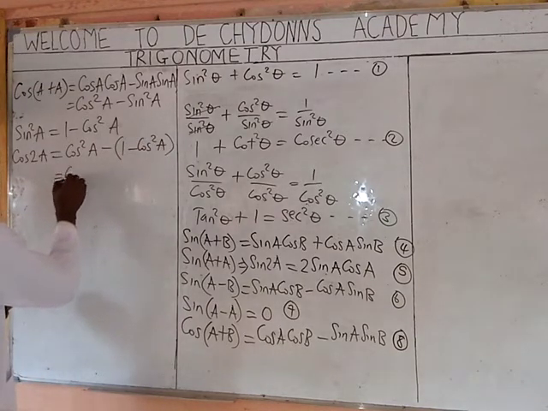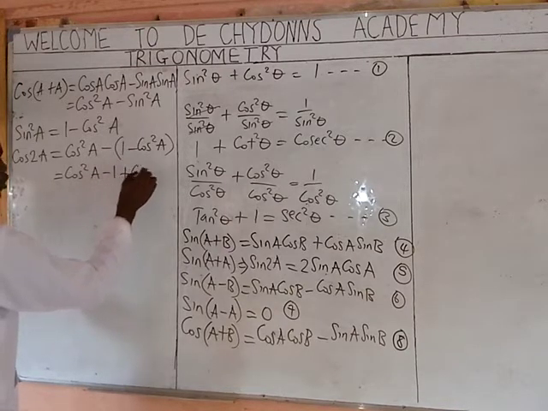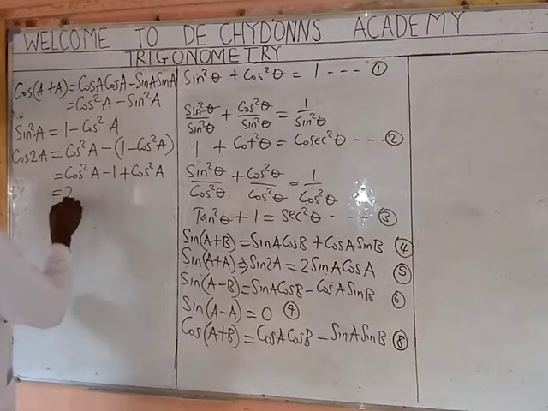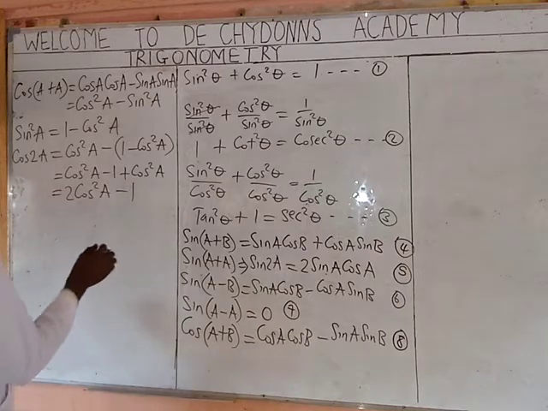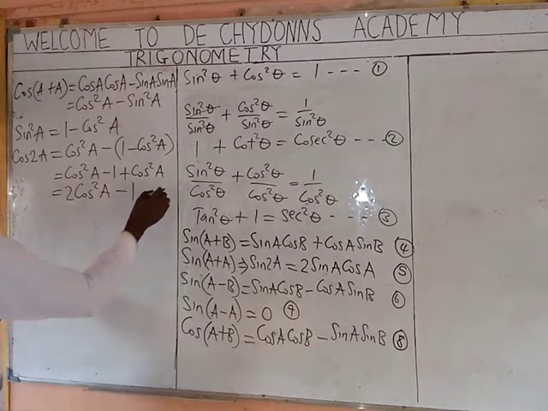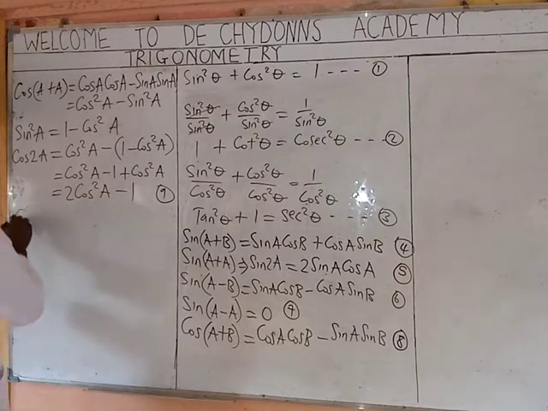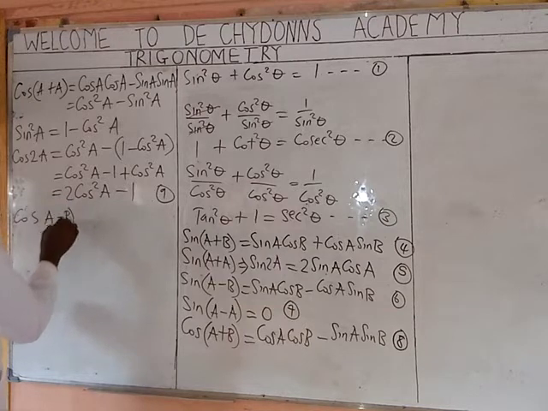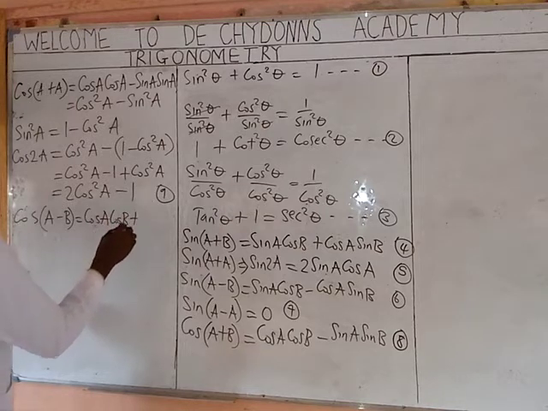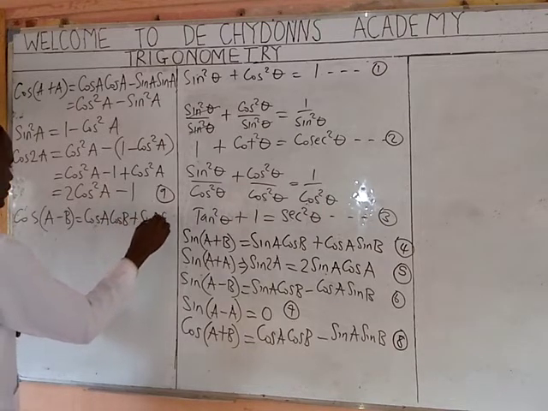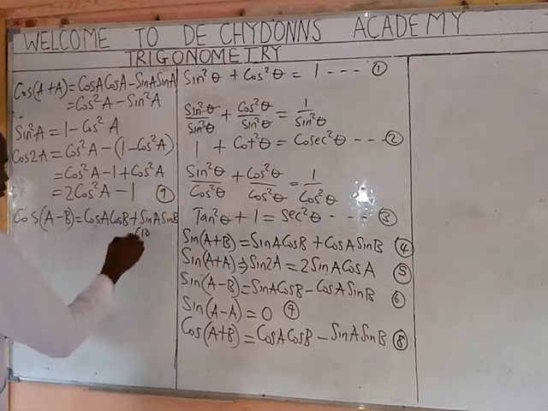What will it be giving us? Cos squared A minus 1 plus cos squared A, because minus times minus is plus. That will be giving us 2 cos squared A minus 1. This is equation 9. Okay? Then we go to cos(A minus B). That means cos A cos B plus sine A sine B. Then this is equation 10.